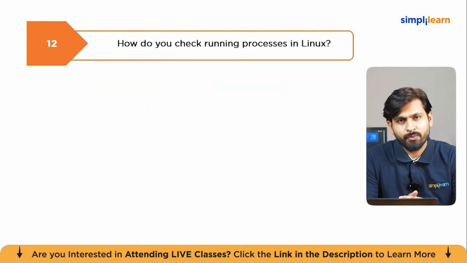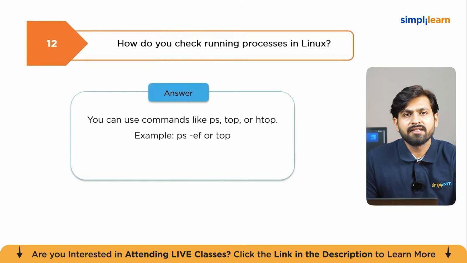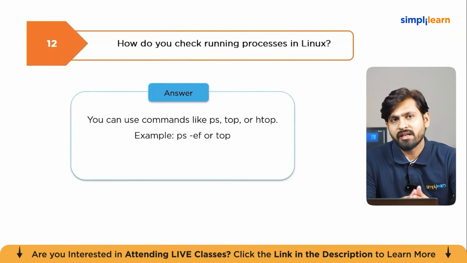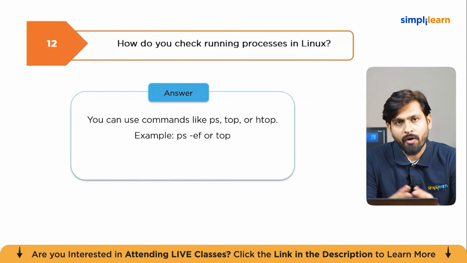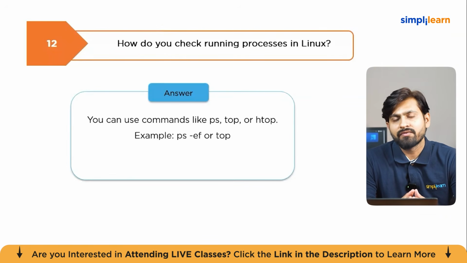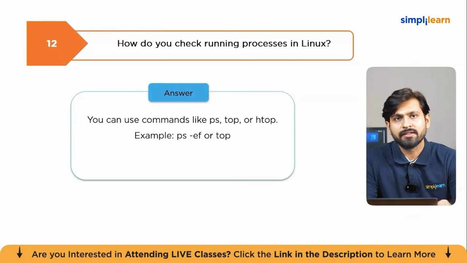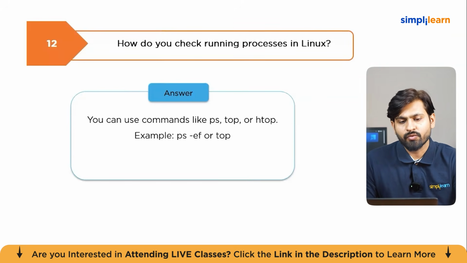Now the next question is pretty interesting, and it says, how do you check a running process in Linux? The answer is, you can use commands like ps, top, or htop. An example is ps -ef or top. So in this way, you can check a running process in Linux.